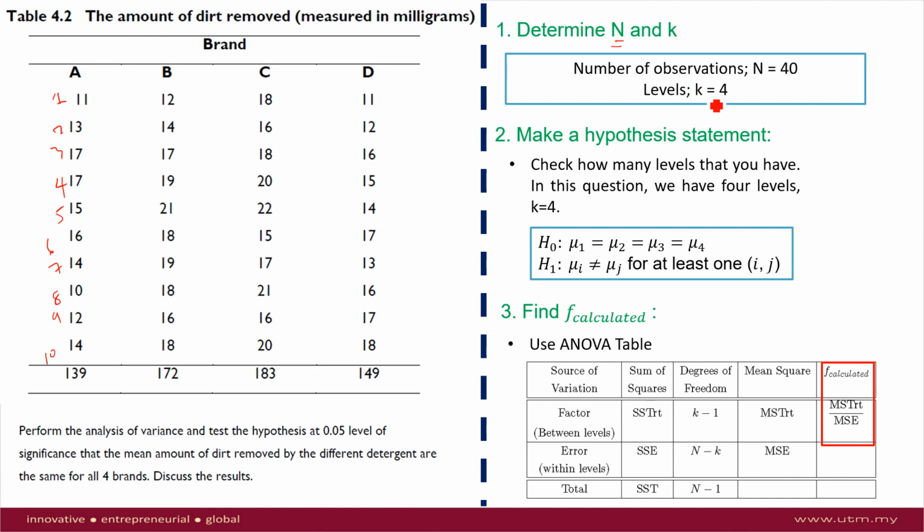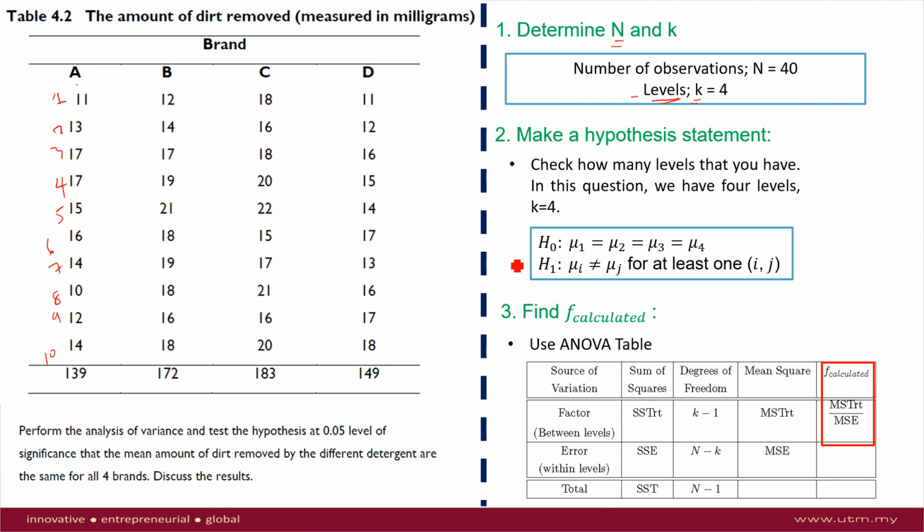And how many levels do we have here? Remember, the levels, or K, means how many brands we have in this question. Now we have A, B, C and D, so that means we have K equal to 4. After we determine the value of N and K, we make a hypothesis statement.